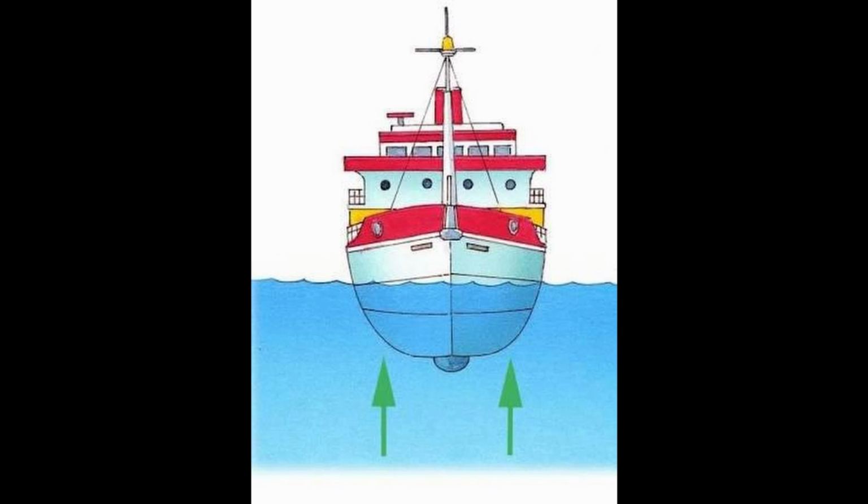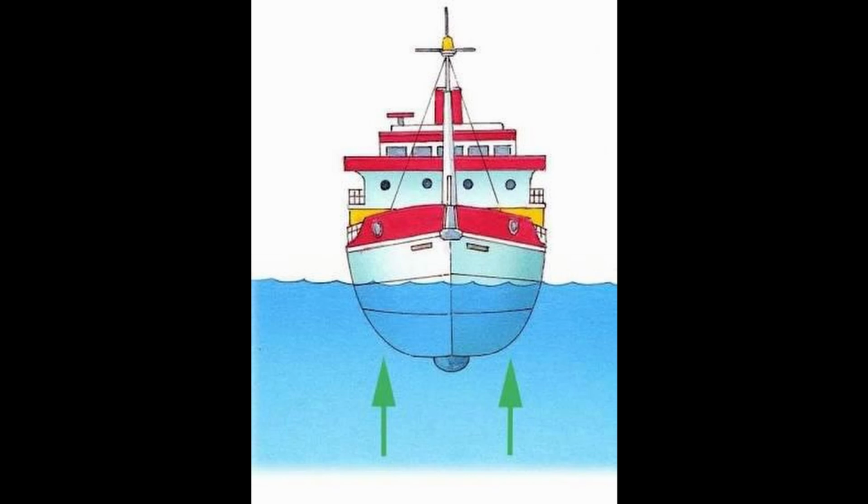So what happens to a ship? Because there is more hollow part, the volume will increase. If the volume increases, the density will decrease. If the density decreases, it is less than the density of water. That is why it keeps floating on water.